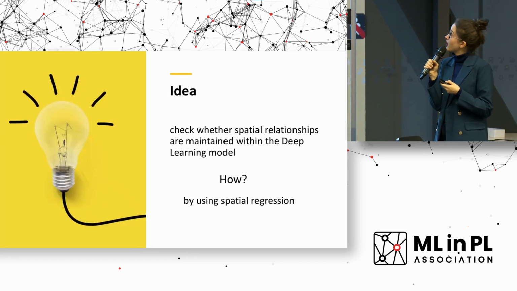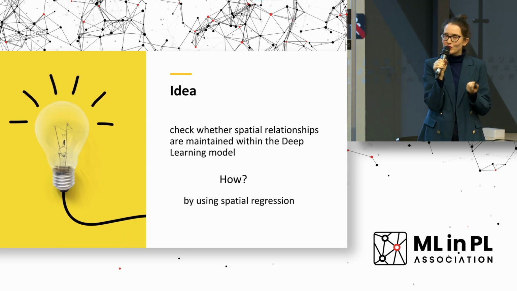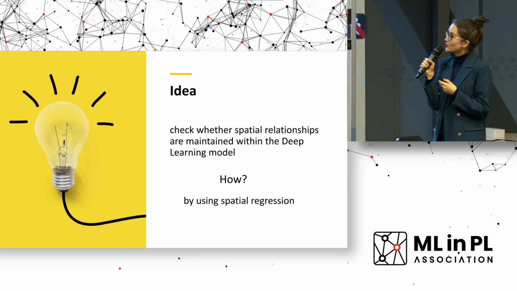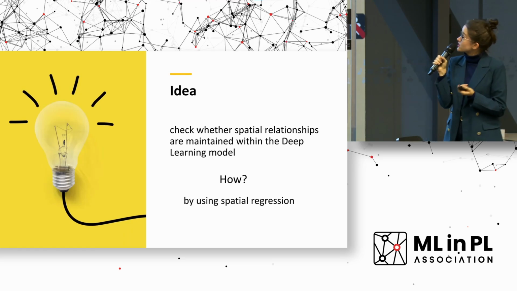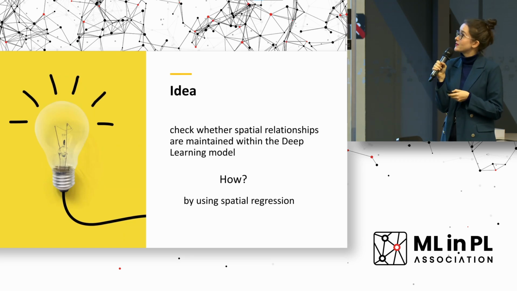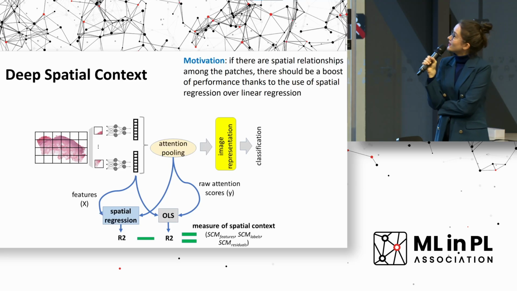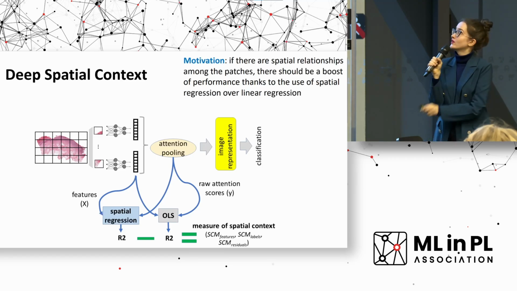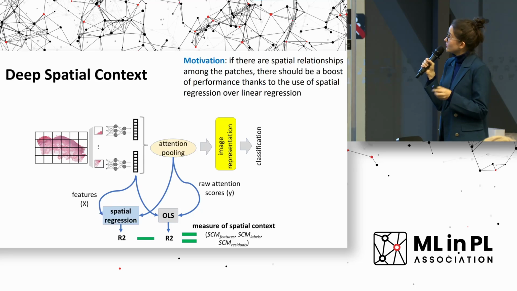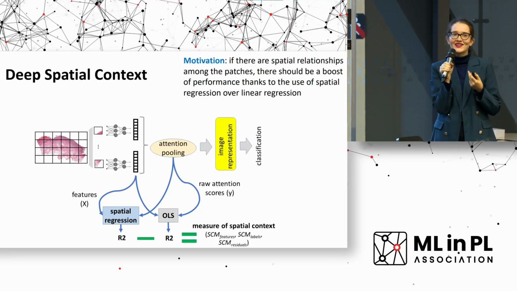Okay, so we already know at least a bit what spatial regression is, but now why do we actually care and why are we going to use it? The idea is that we want to check whether spatial relationships are maintained within the deep learning model. And we're going to evaluate it using spatial regression. To make it even clearer, here is, let's say, a graphical abstract. What we can see is the already trained CLAM model. So nothing changed. We trained the model, we have it, and now we want to verify how it works and whether it takes into account the spatial context.